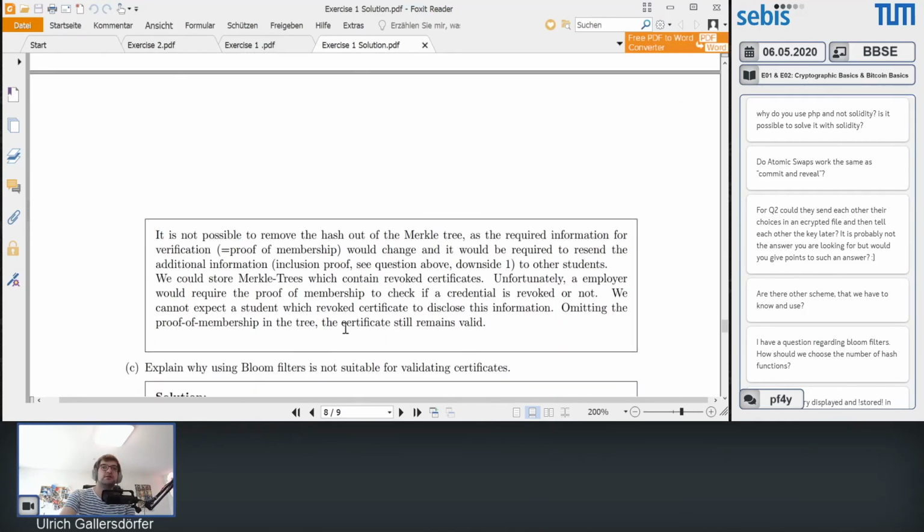And that's also in here. Explain why using Bloom filters is not suitable for validating certificates. So that's the membership question again. Bloom filters would be a very nice idea, but as I told you beforehand, Bloom filters by themselves are not suitable because it is very easy to generate false positives, or it's likely that false positives occur, and with that you could basically fake certificates, and that would not be a very good way.